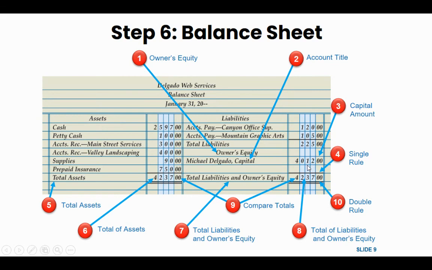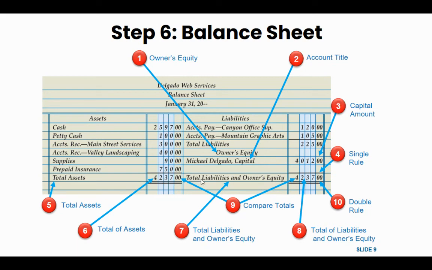Now, the difference here is that this capital account does not come from the worksheet. It comes from your statement of owner's equity, because you just updated your capital account. So you put that updated capital account there. Then our accounting equation is assets equals liabilities plus owner's equity. So we're going to add our liabilities and our owner's equity to get this amount. Add your assets. These two balances have to equal. If they do not, you have a mistake and you've got to figure it out.